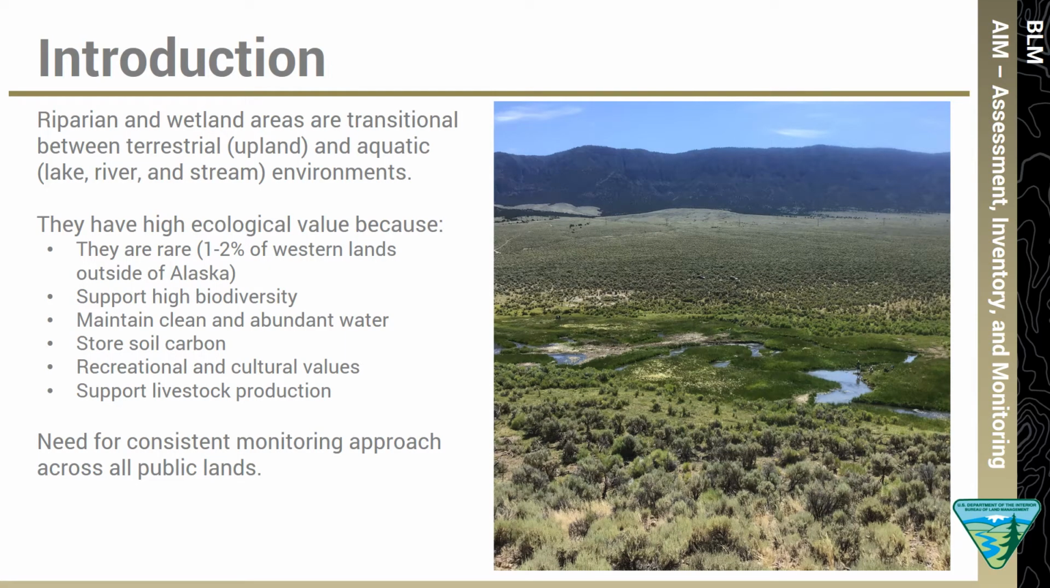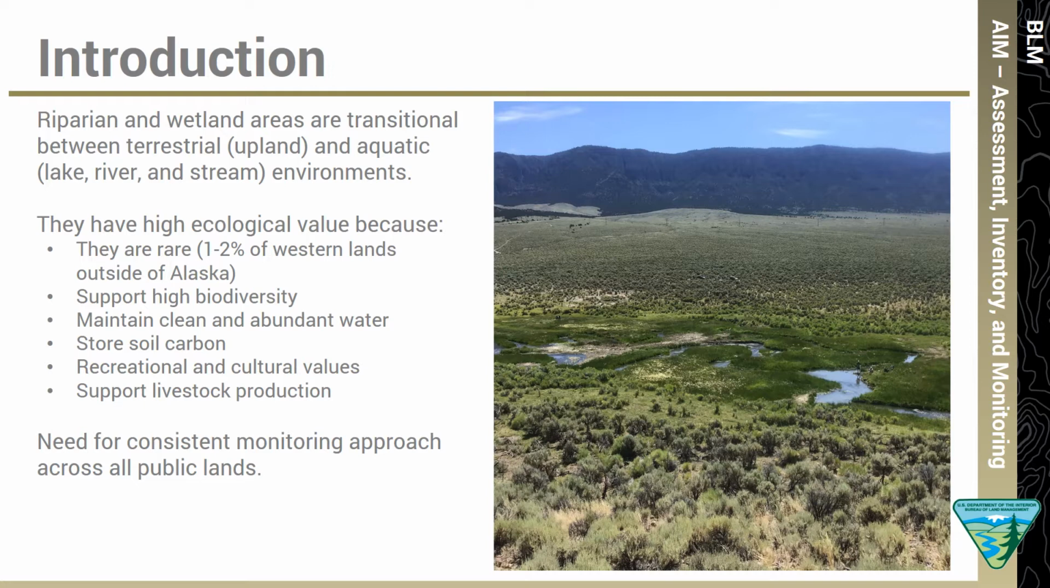Riparian and wetland areas are transitional between terrestrial or upland environments and aquatic environments like lakes, rivers, and streams. They have high ecological value because they cover a small fraction of the landscape, only 1 to 2% in western lands outside of Alaska, yet they support high biodiversity and provide numerous other ecological services.